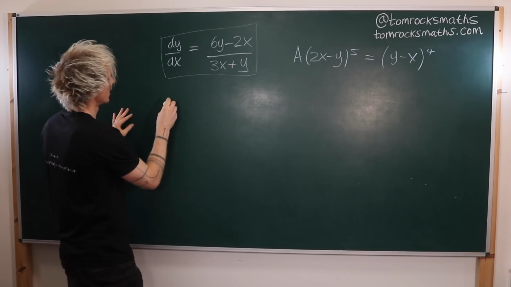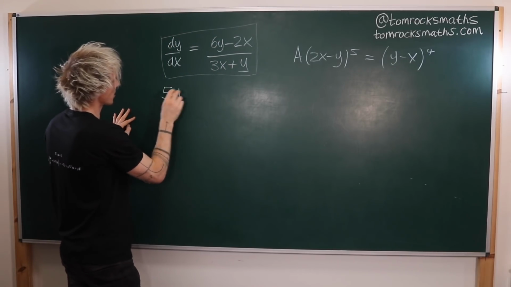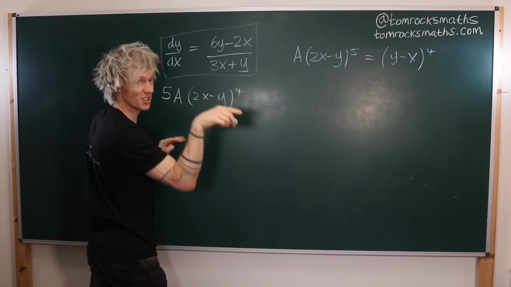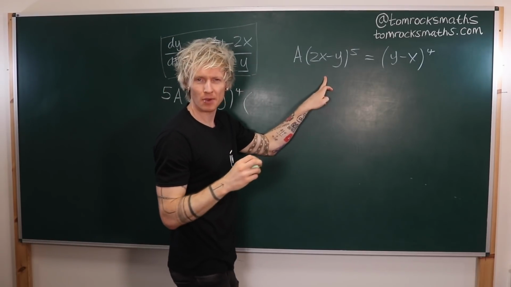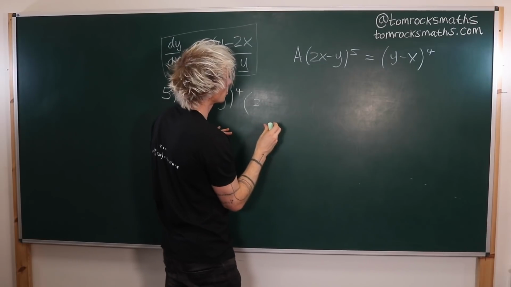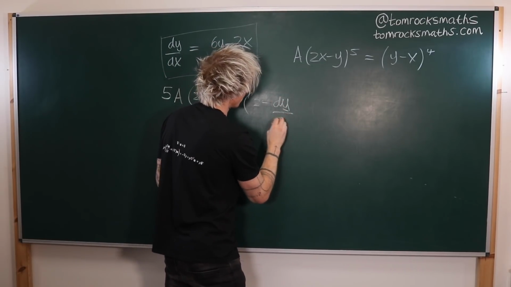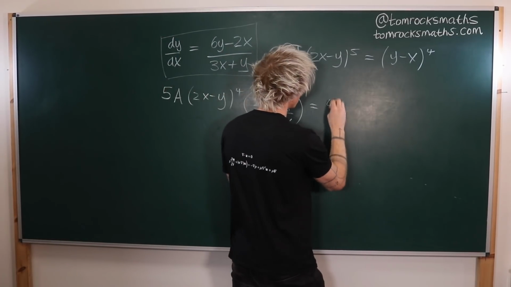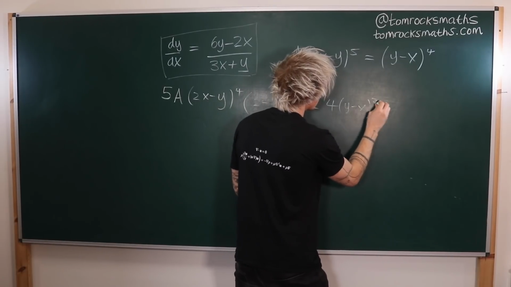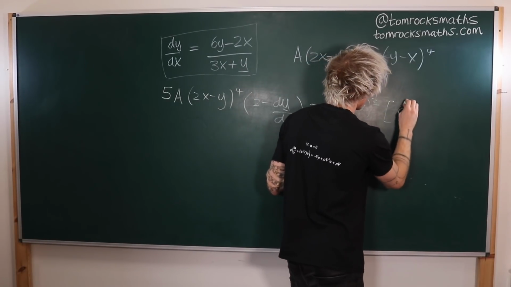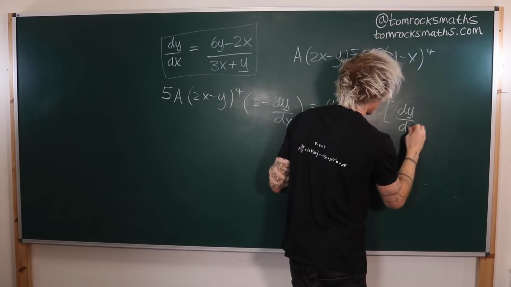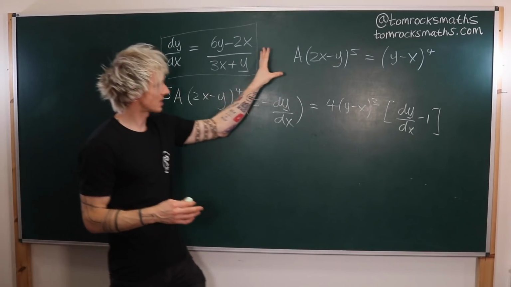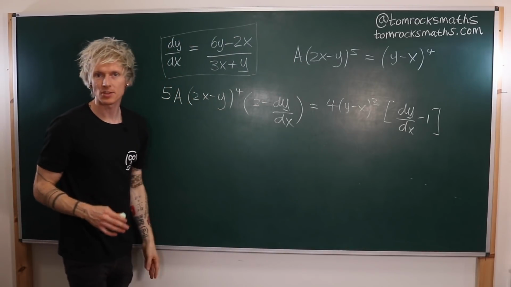So if I do that, the a is unchanged, the 5 comes down, and then I'm left with (2x minus y) to the 4. And then the chain rule says I differentiate inside the bracket, which is going to be 2 minus dy by dx. And then on the other side, we bring the 4 down and get (y minus x) cubed. And again, chain rule says multiplied by dy by dx minus 1. So just doing the full x derivative implicitly through this equation gives us this expression.